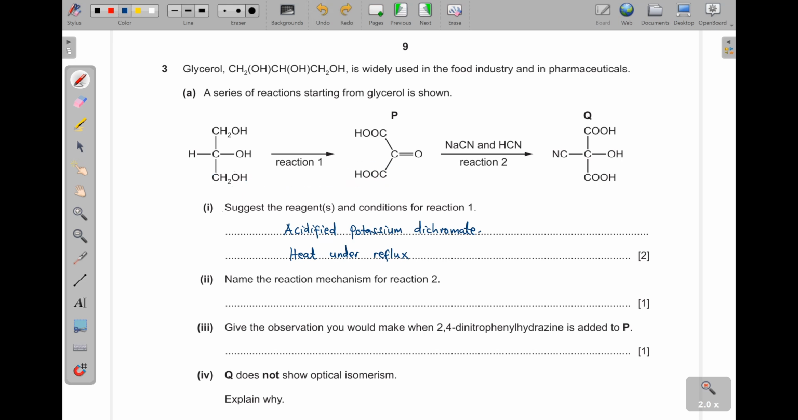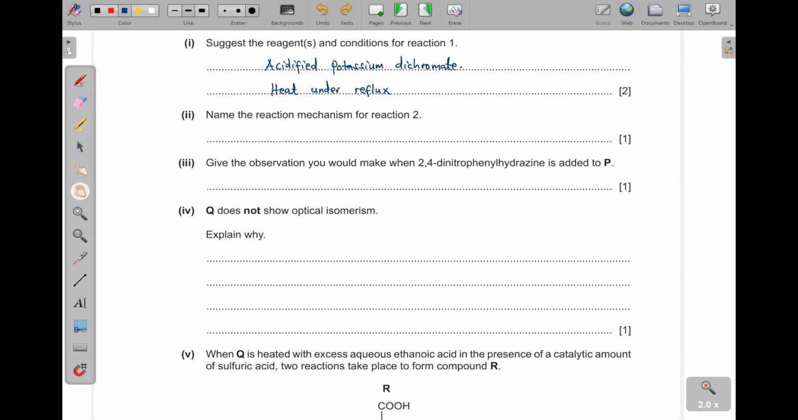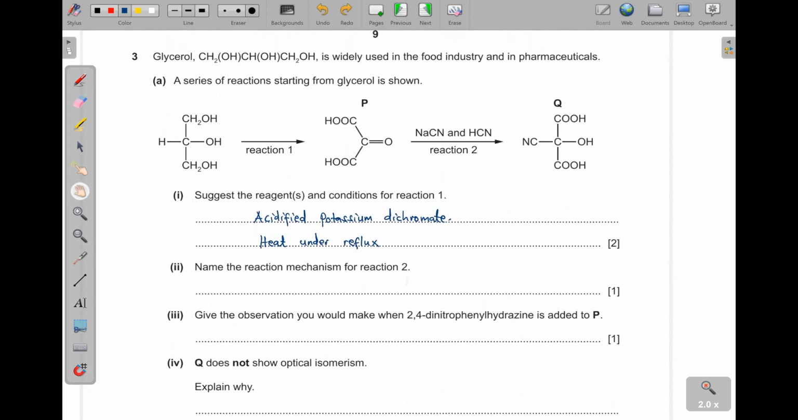So if you oxidize and you distill, then you are going to get out what we call an aldehyde. But if you continue to heat when nothing is actually escaping, then you oxidize the aldehyde, which is formed, further to carboxylic acid. So that's why we say heat under reflux. Okay, then Roman 2, name the reaction mechanism for reaction 2.